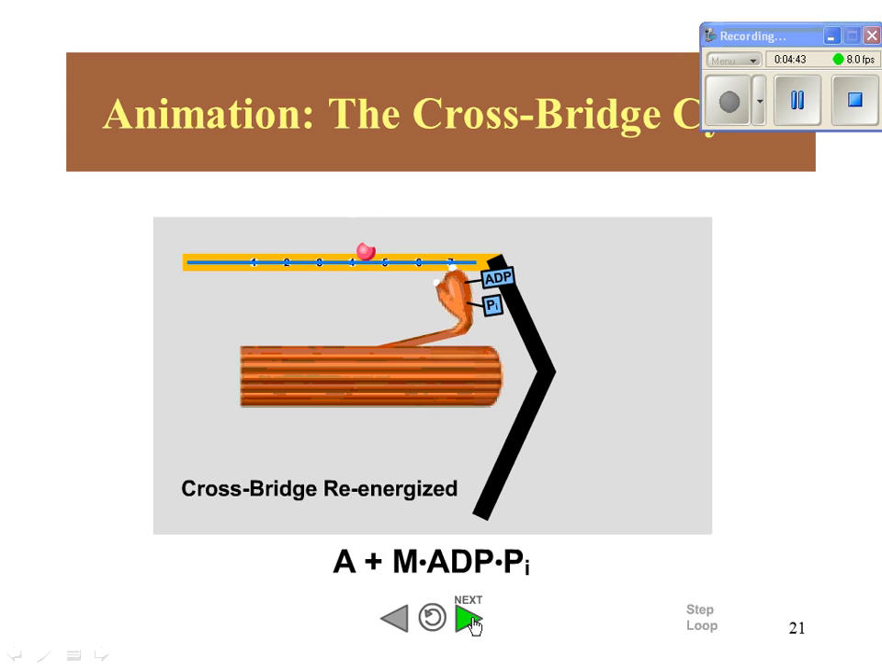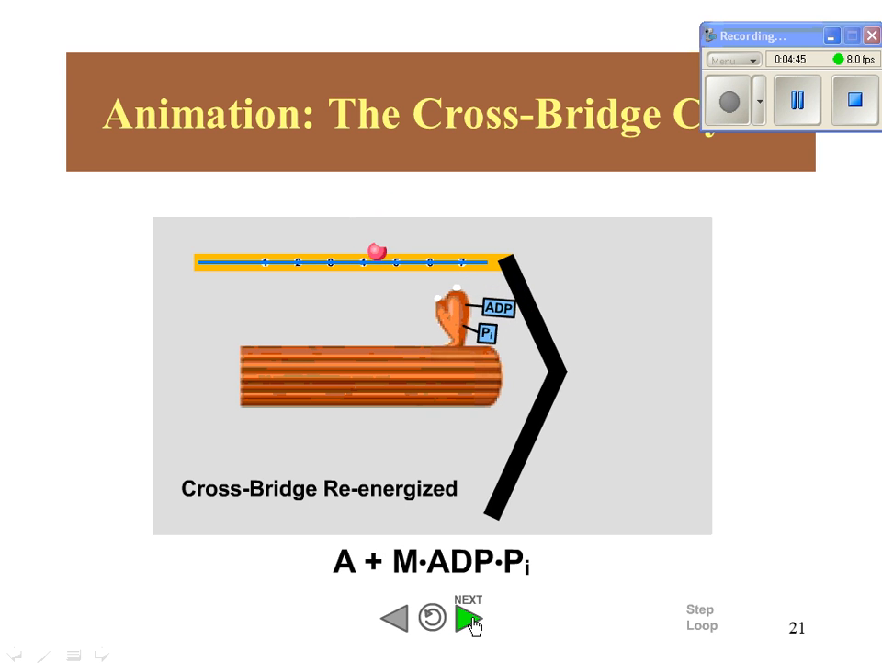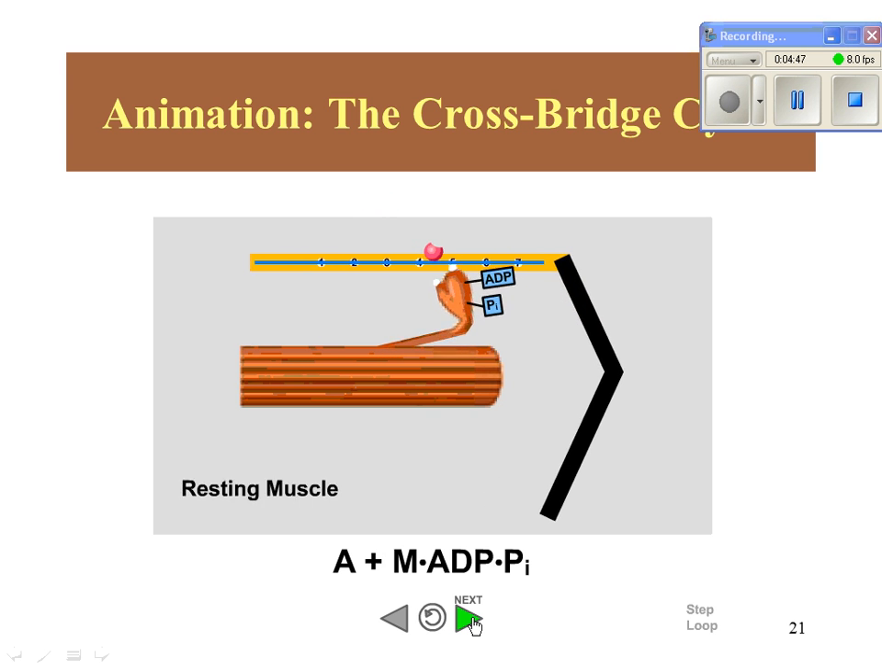As you see there, the calcium just left. So now there's no calcium. The cross bridge head can't make contact, so the actin slides back to its resting spot.